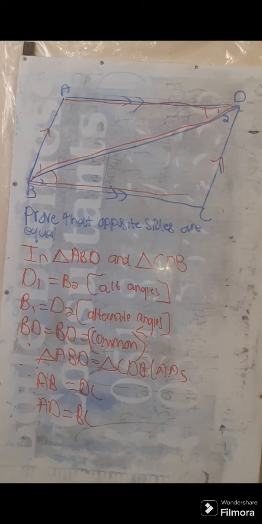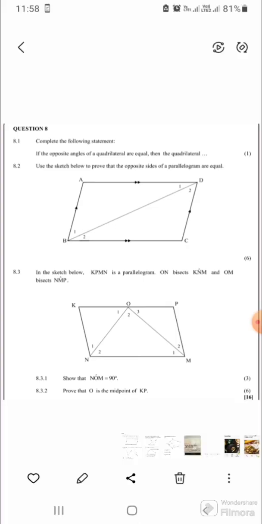Yes, you have proven with those easy steps that opposite sides of a parallelogram are equal. So we are going to do the last question, which is 8.3. In 8.3.1 we are going to show that angle O equals 90 degrees, and in 8.3.2 prove that O is the midpoint of KP. Let's do that fast without wasting any more time, and that will be our last question.